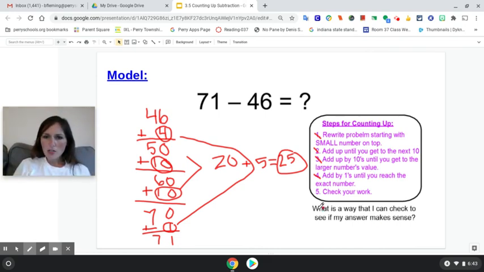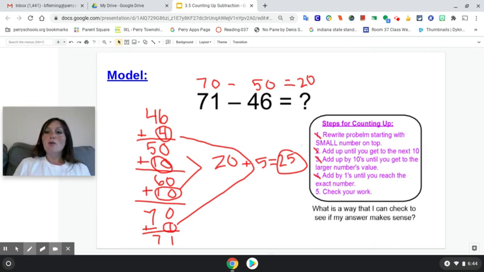Okay, now, the question right here says, what is a way I can check to see if my answer makes sense? Well, we've been working on estimating. So 71 is close to 70. 46 is close to 50. So 70 minus 50 is 20. And so if I look here, is 25 close to 20? Close enough. So yeah, this makes sense. This is a reasonable answer.